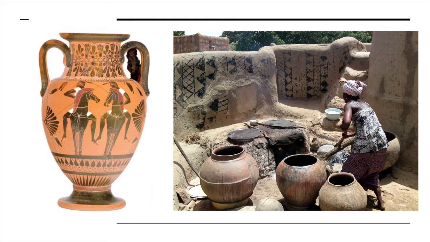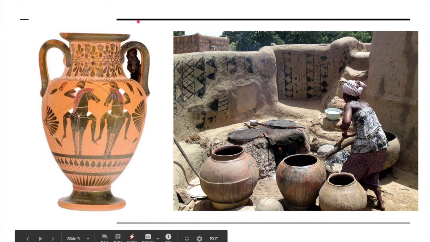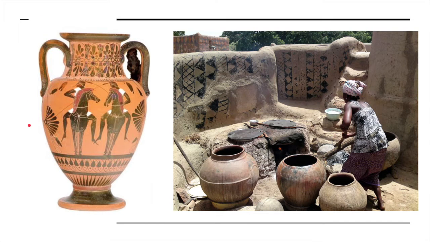Did you notice that the Greek pot on the left had more decoration on the outside? The Greek artists would use painting on pots to tell stories like a book. They wanted to have a lot of details to tell their story. So this pot here, is this the pot with more details? This is the pot from Greece. This pot is trying to tell a story.